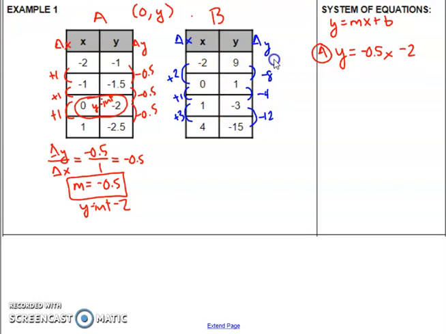So first one is change in y, -8, divided by change in x, 2. -8 divided by 2 is -4. Okay, let's do the next one. Change in y is -4 divided by change in x is 1. That's -4. Okay, last one is change in y is -12 divided by change in x is 3, which gets me -4. Hey, they're all the same. That's what we want. Just check to see if they simplify to the same thing.